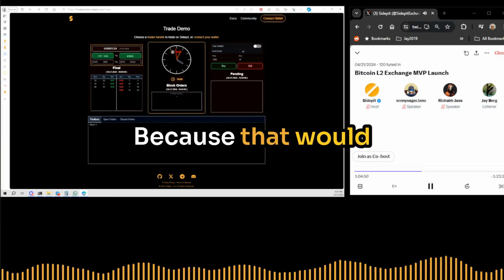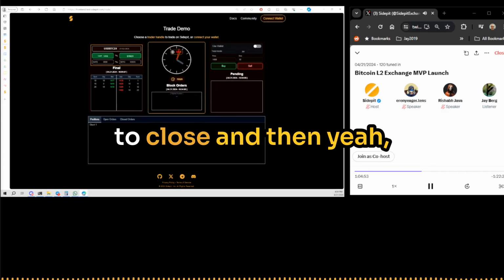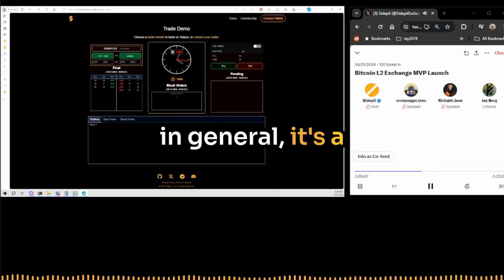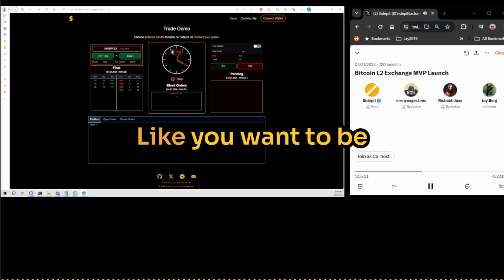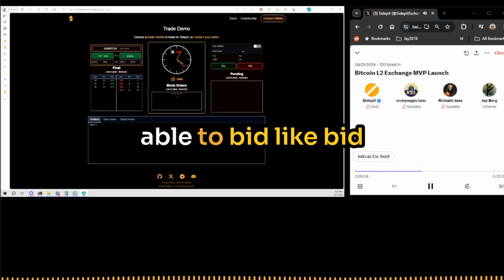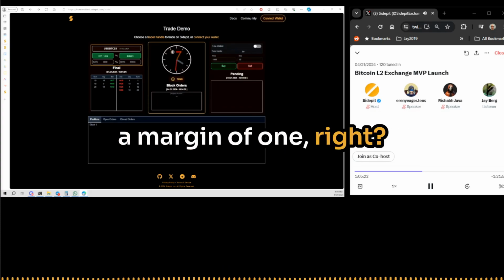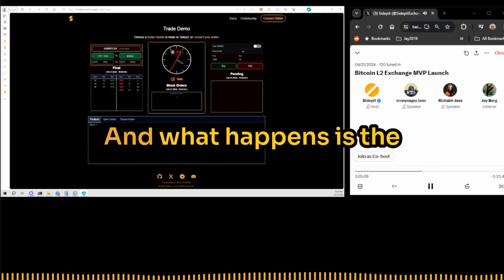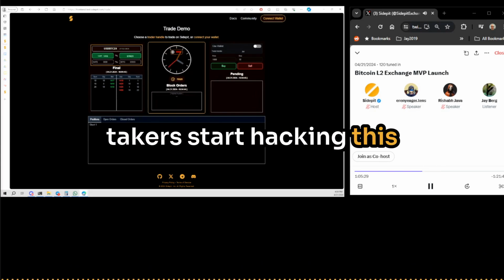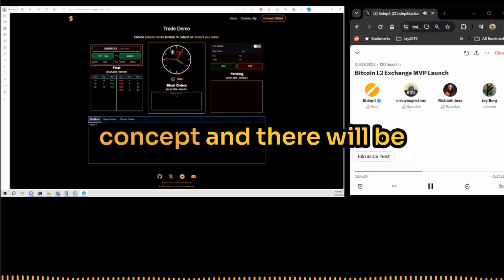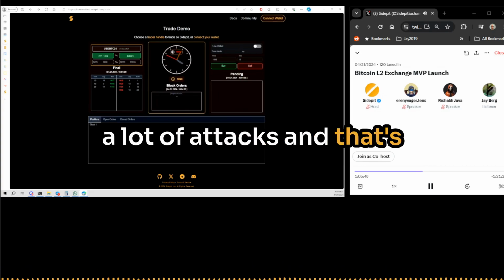I see. Because that would be obvious, right? Like you want the trades to close, and for you to close the positions eventually. It's a Byzantine, it's an asynchronous communication problem. Like you want to be able to bid 1,400 and offer 1,500, even though you only have margin of 1, right? Let's say something like that. And what happens is the takers start hacking this, and they basically force themselves to be over leveraged. But it's a contest, and there will be a lot of attacks, and it also solves the thing.